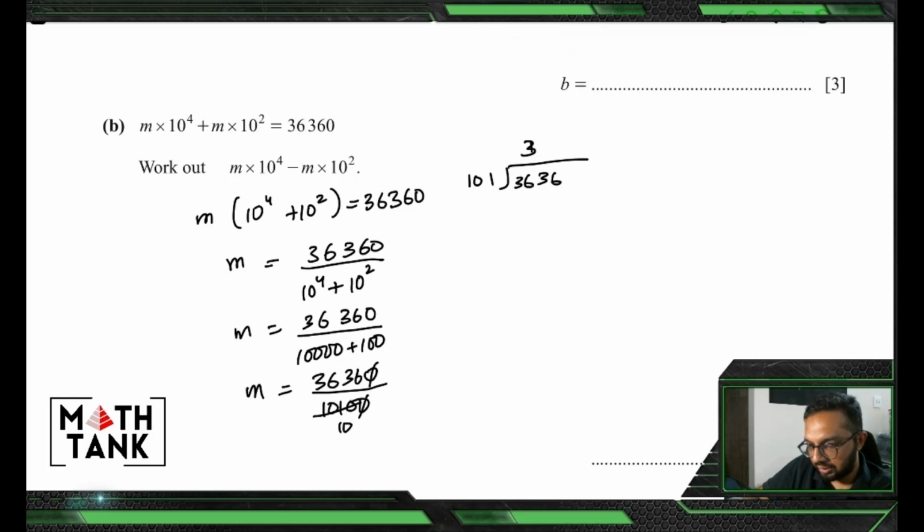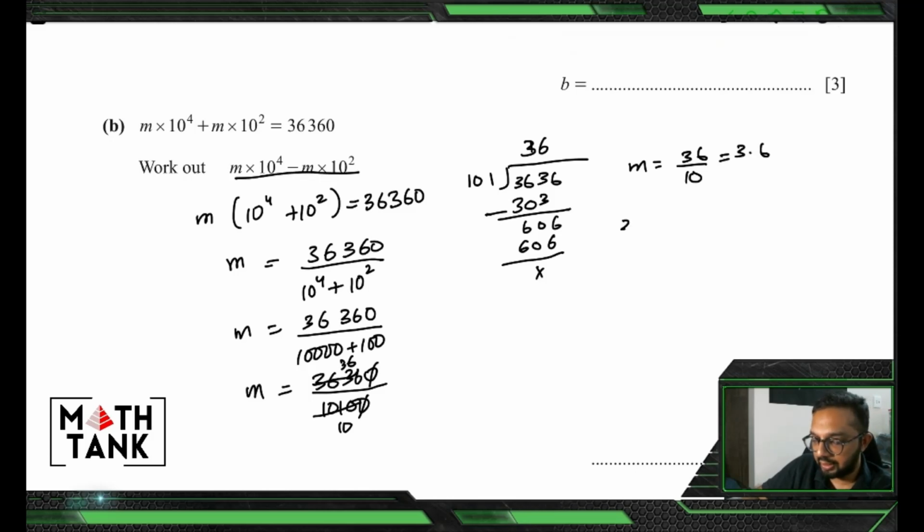So 3 times 3, that gives me 0 and 6. Then I bring a 6 down, so that works. 606. So I get 36 times. So m is basically 36 over 10, which is 3.6. That makes the question easy.